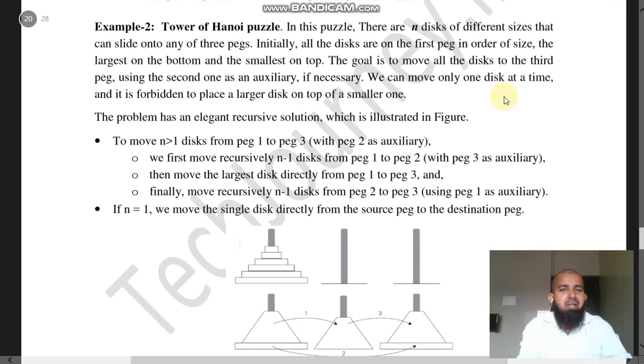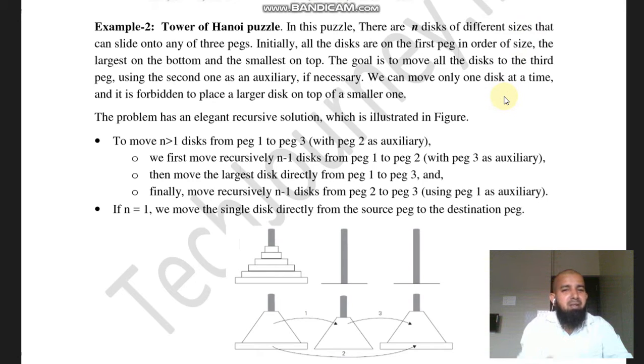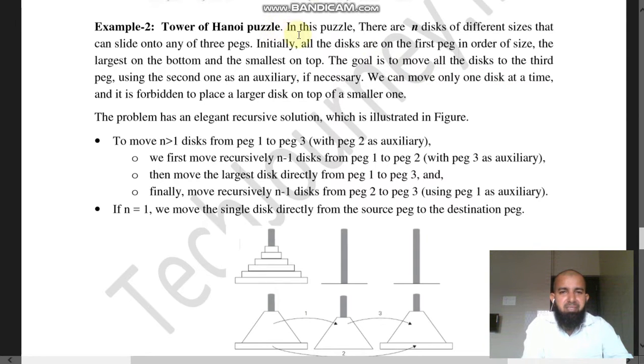Hello friends, we are discussing recursive algorithms. In the previous video I explained the analysis of recursive algorithms and one example, the factorial of a given number using the recursive method. Okay, we'll take a second example of a recursive method, that is the Tower of Hanoi puzzle.